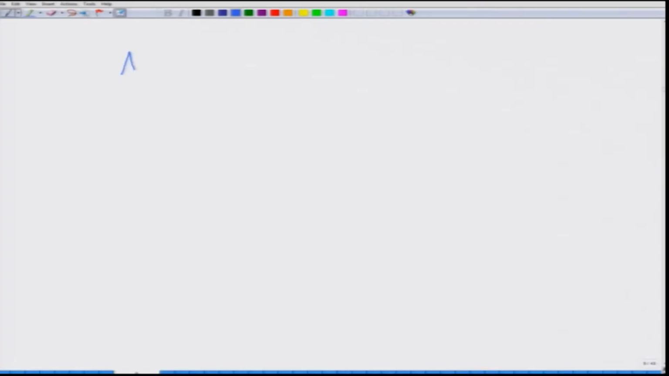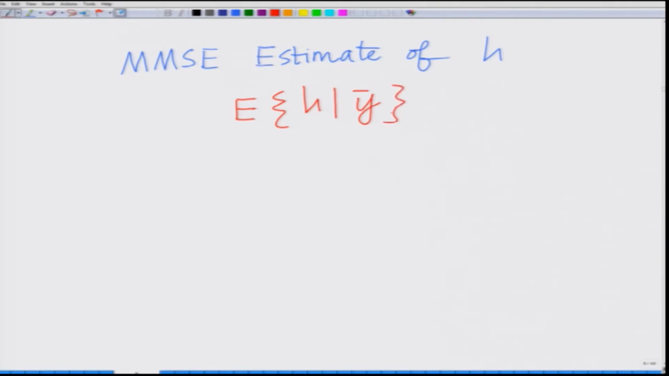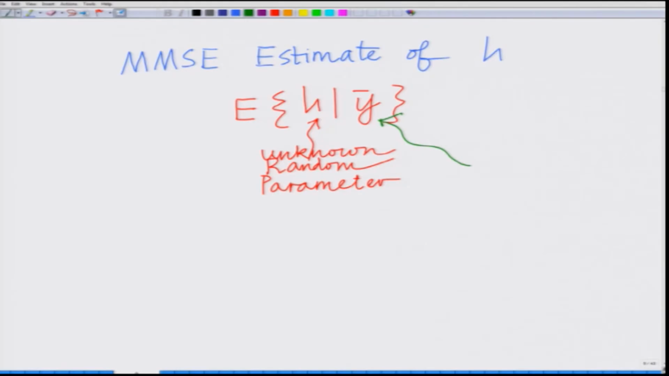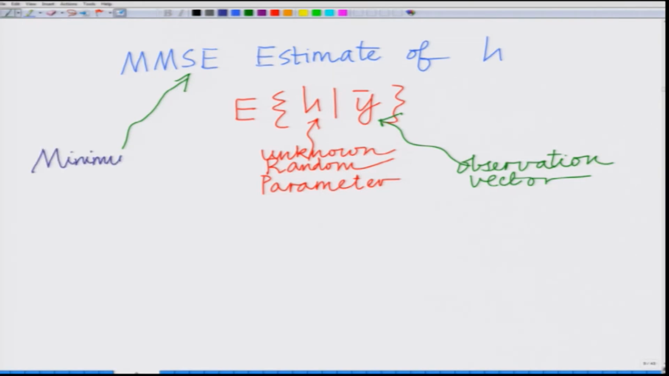So we have seen that the MMSE estimate of this parameter h is basically the expected value of h given y bar. h is the unknown random parameter, y bar is the observation vector, and MMSE, of course, stands for the minimum mean squared error. This is what we have seen so far.